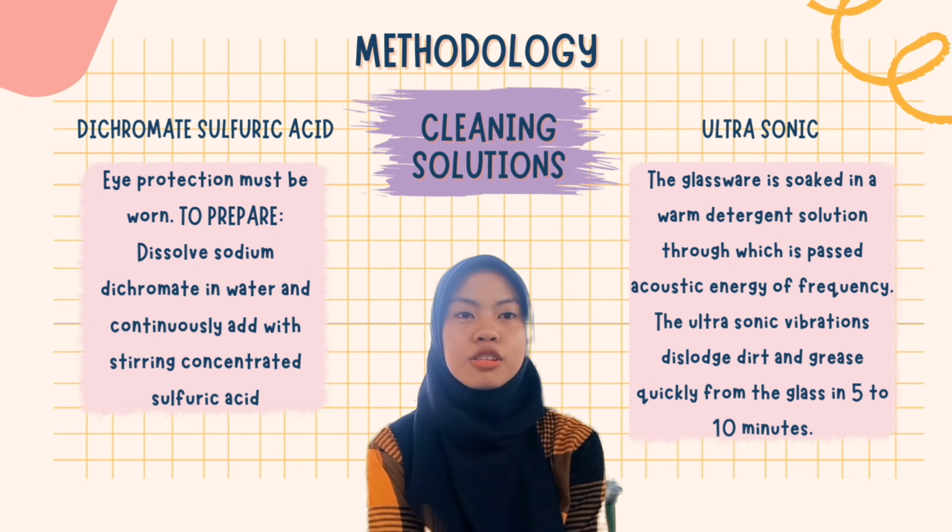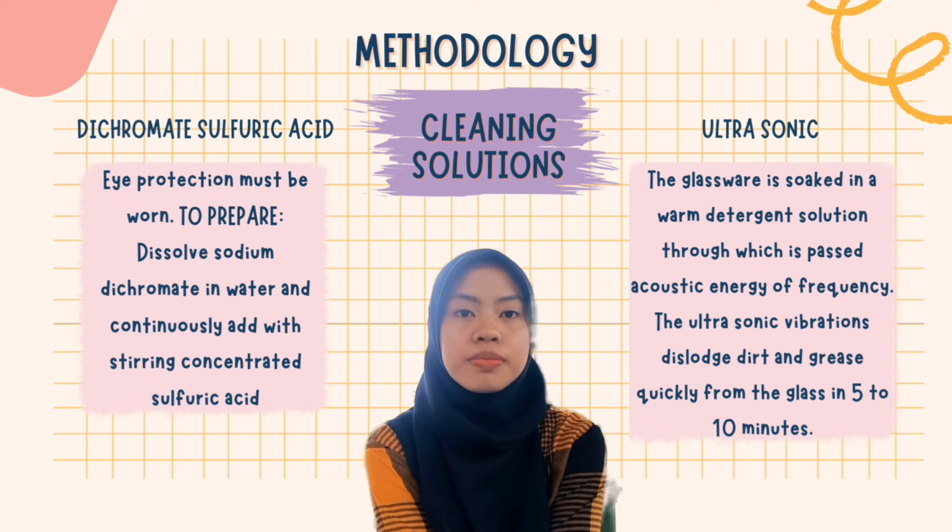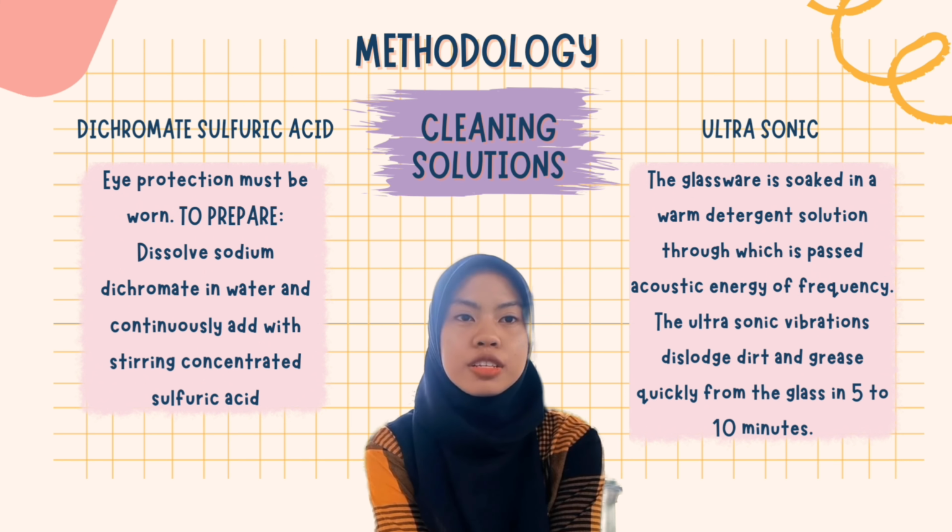Dichromate sulfuric acid, also known as chromic acid solution, is a mixture of dichromate and concentrated sulfuric acid. It is particularly effective at removing organic contaminants such as grease, oil, and stubborn residues from glassware surfaces. To prepare the solution, dissolve sodium dichromate in water and continuously add concentrated sulfuric acid with stirring.